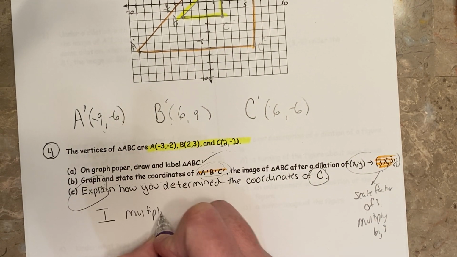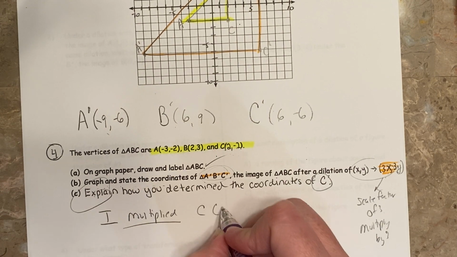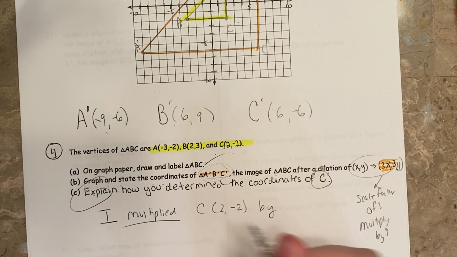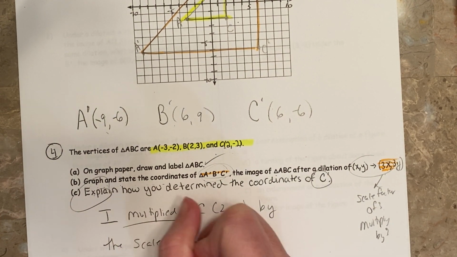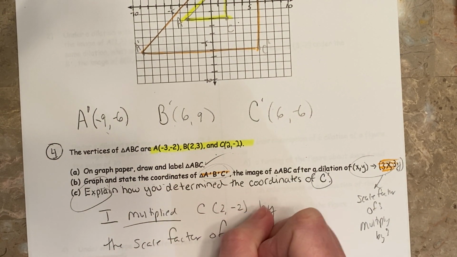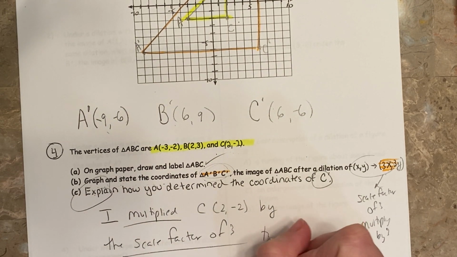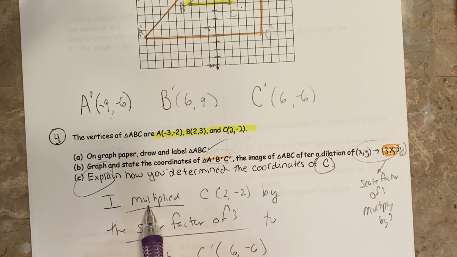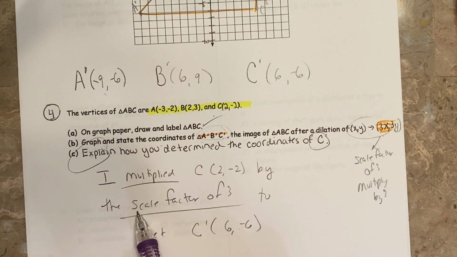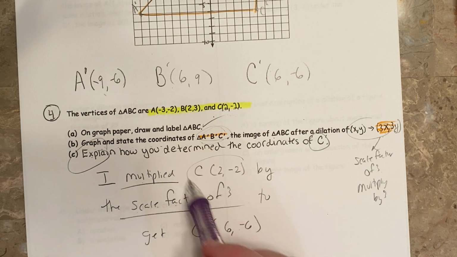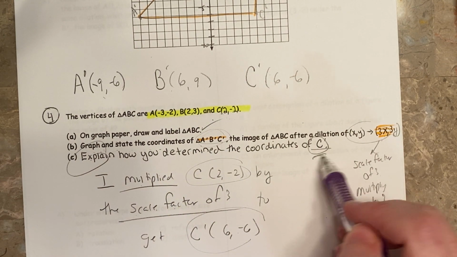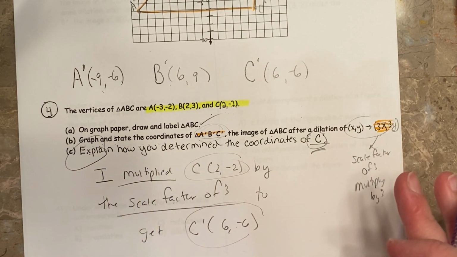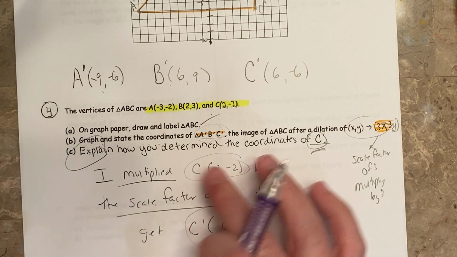So I multiplied, that's important, C, which is 2, -2, by the scale factor of 3 to get C prime, which is 6, -6. So you want to say multiplied. You want to say what you're multiplying by, so scale factor of 3, and then you have to put these in here because they specifically want to know about that coordinate. If you talk about any other coordinate, or if you don't talk about any coordinate at all, then that's not going to be good. So you want to have all that in there.